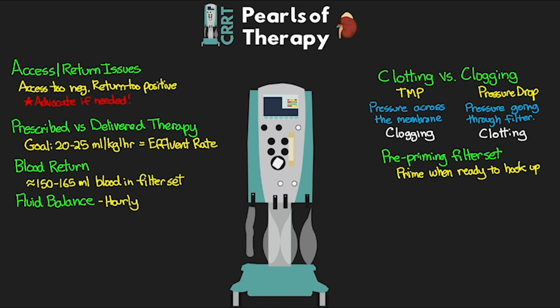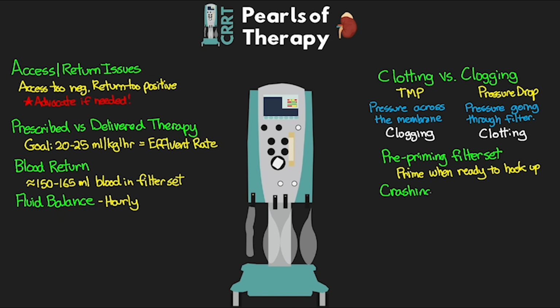And then probably most importantly, every hour you want to figure out whether you were over or under your set fluid removal rate. So did you pull more or less fluid than you were supposed to? You want to then figure out what that difference is and either add or subtract that to the next hour. This is really important because if you're short pulling fluid 10 to 20 milliliters an hour for an entire day, that's really going to add up.